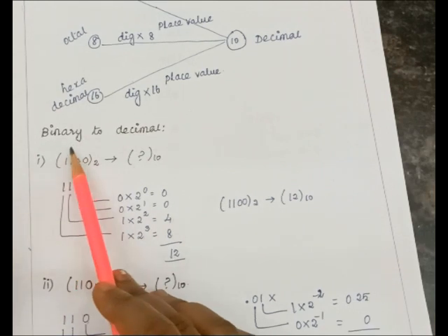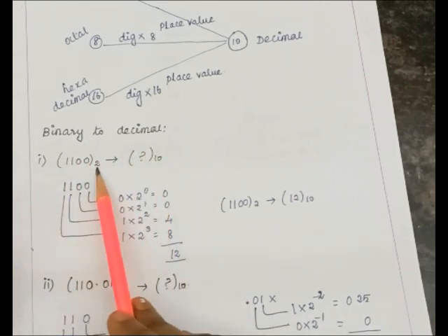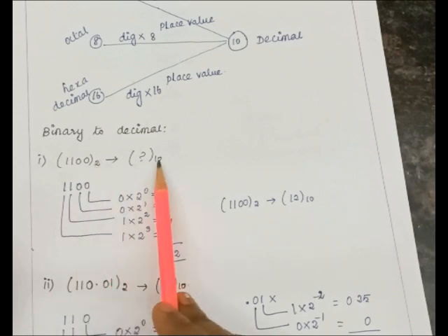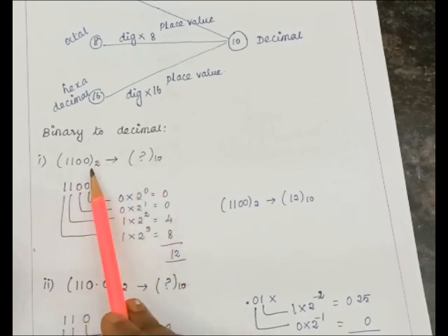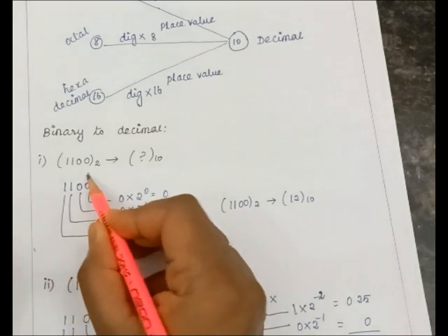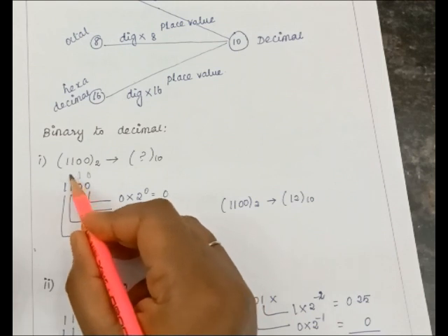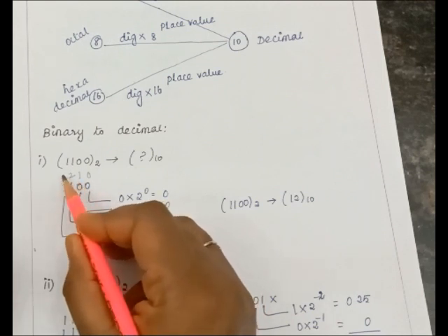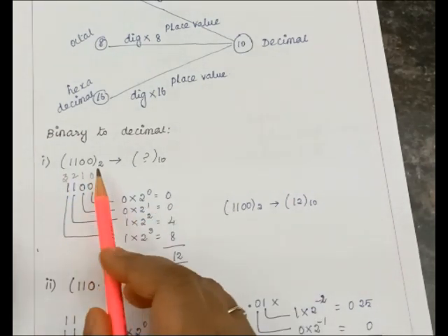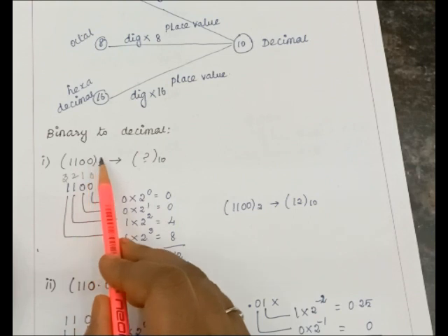The problem is binary to decimal. Given the binary number 1100, we need to convert it to a decimal number. For the last 0, the place value will be 0, for the next 0 the place value is 1, for this 1 the place value is 2, and for this 1 the place value will be 3. The place value is calculated from the last digit, that is the LSB.